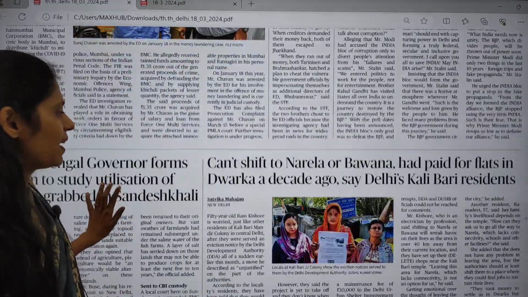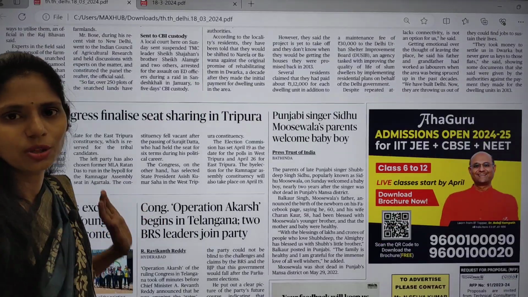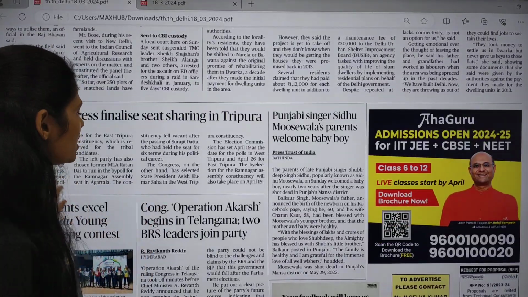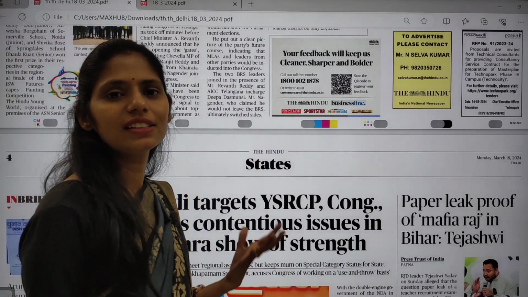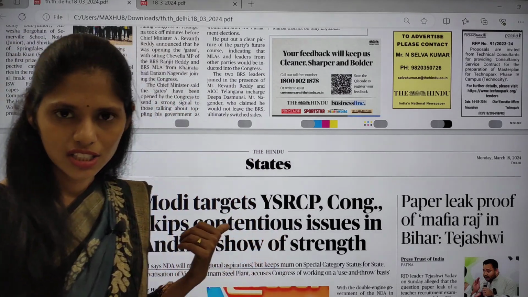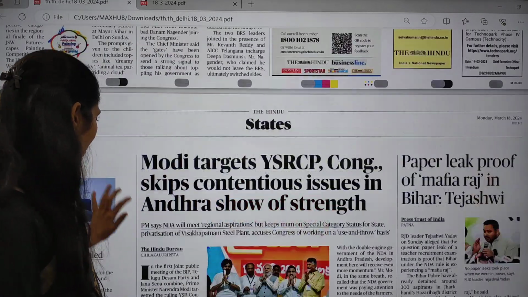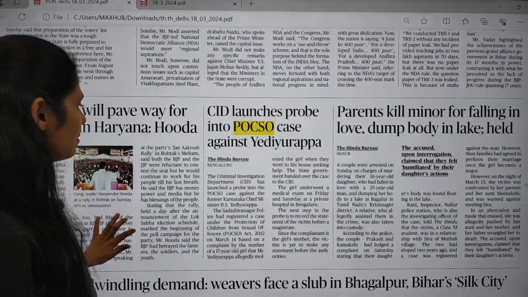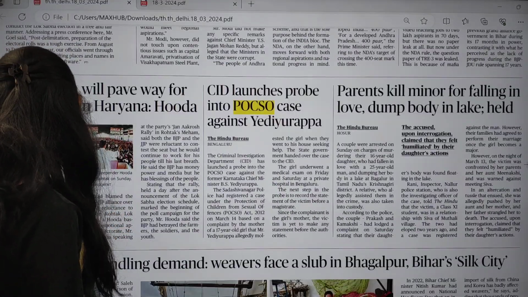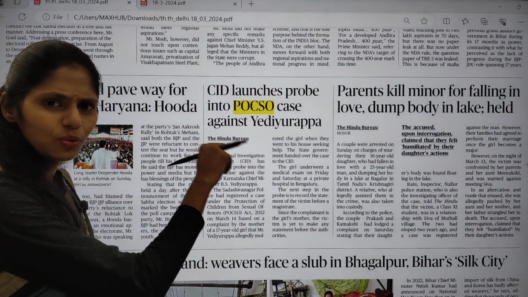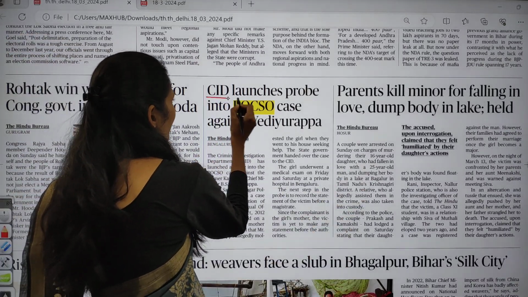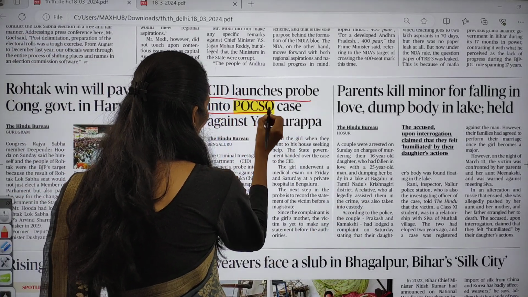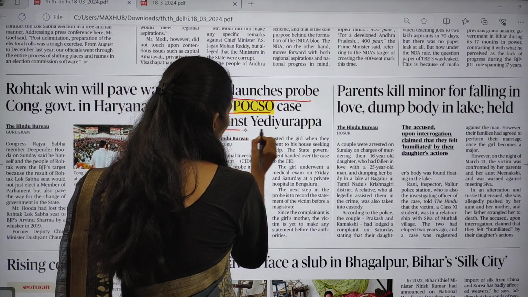In the states page also most of the articles are not relevant. You can see mostly political articles here. So let us find out which article is important. Here you can see one small article, which is talking about CID launching a probe into POCSO against Yediyurappa.